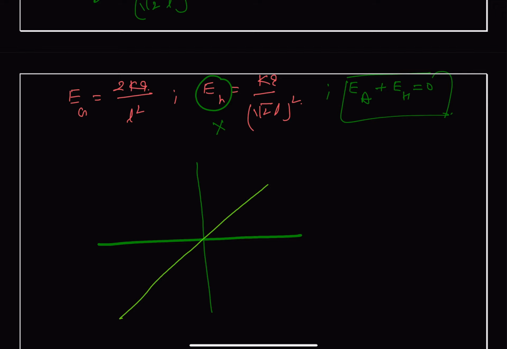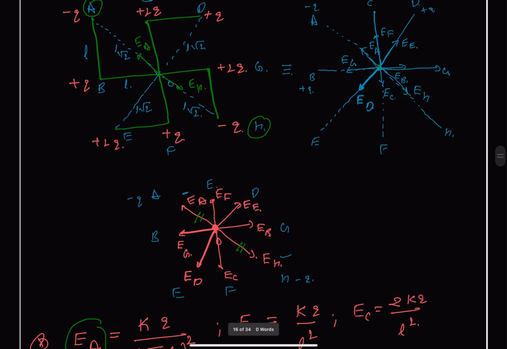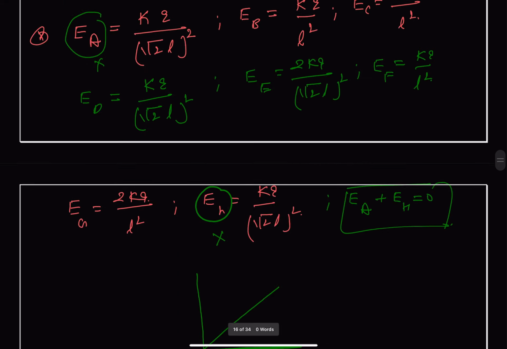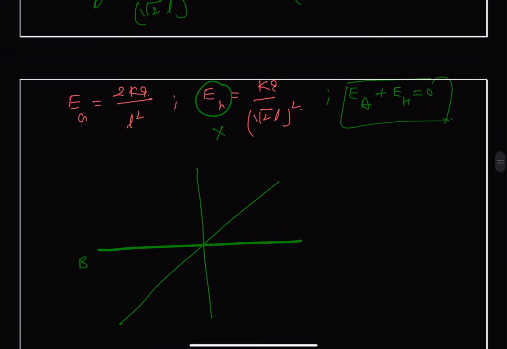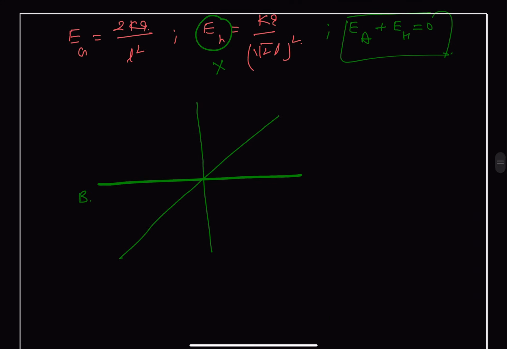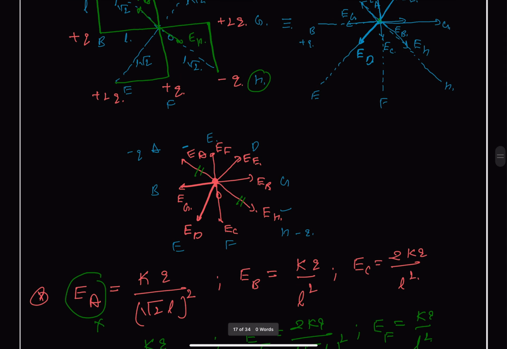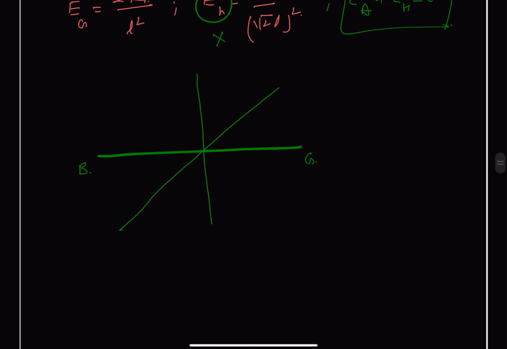And 2Q, okay. So first is our, this is B, and this is point G, and at B we are having a charge of plus Q, and at G we are having a charge of plus 2Q. So this is our plus Q and this is our plus 2Q.